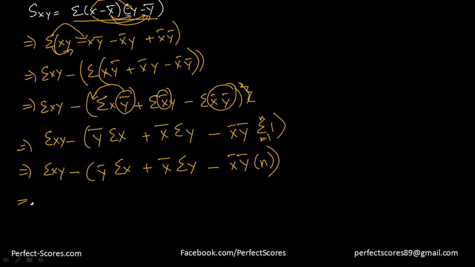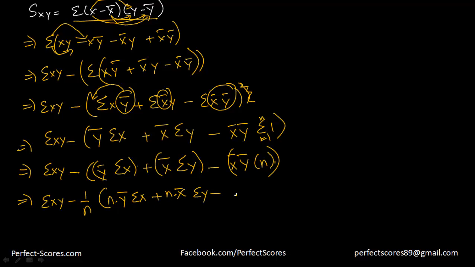Now next step, which is actually very crucial, I'm going to take out 1 by n common. So if I take 1 by n common, I'll have to multiply n with this, multiply n with this, and multiply n with this. So I'll be left with n into y bar into summation of x plus n into x bar into summation of y minus x bar into n times y bar into n, because I'm going to get two n's here, so I'm going to multiply each term by n. Now this is what I have here.